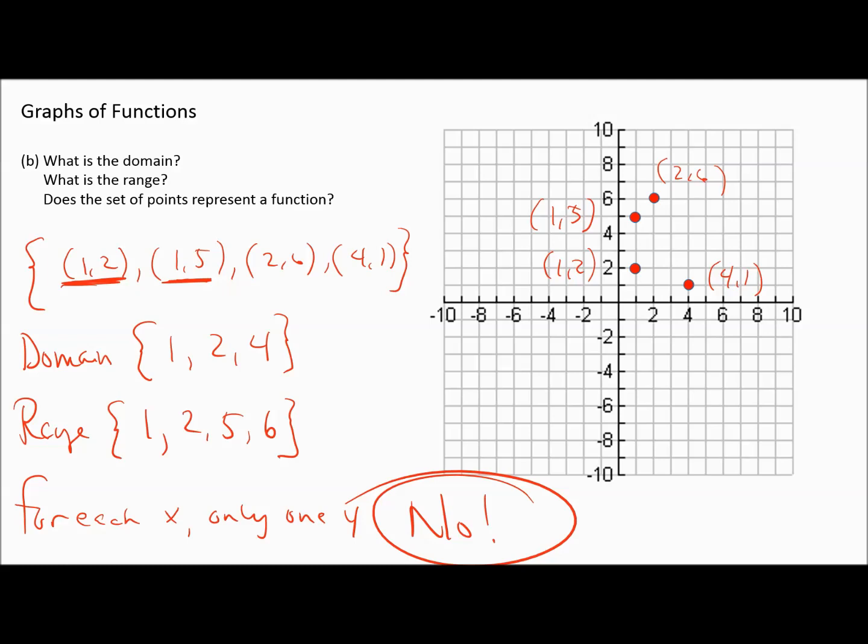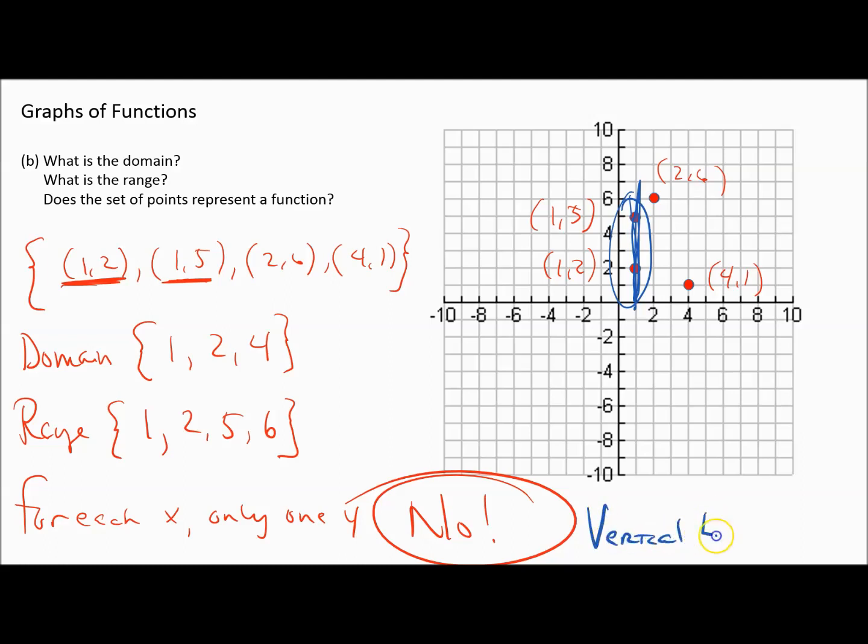And look, the issue happens right here. See how these line up on top of each other? That's a problem. Anytime points line up vertically on top of each other, then it's not a function. And what that's called is the vertical line test.